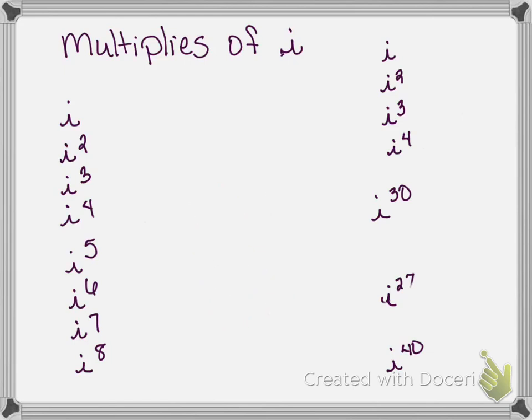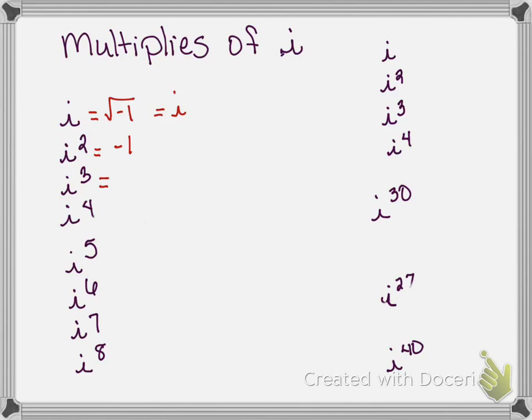Okay, so let's talk about that. We know that i is the square root of -1, and we always think about that as i. Okay? We also know that i squared is -1.